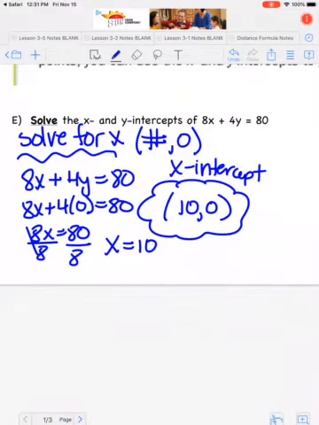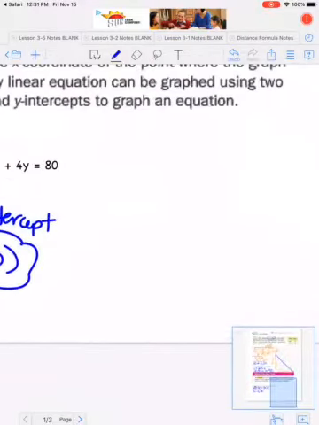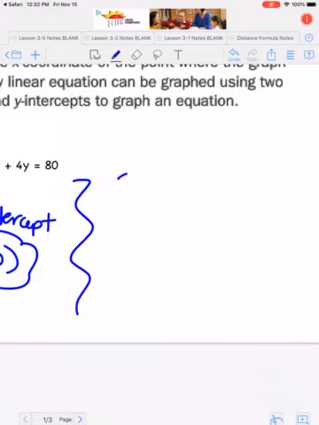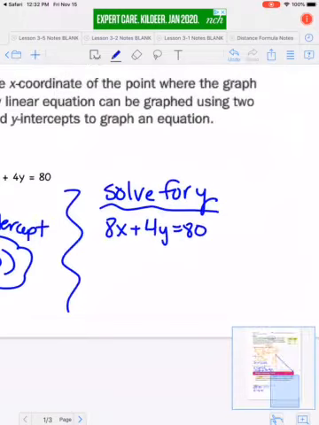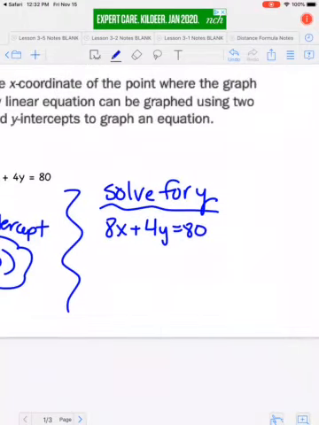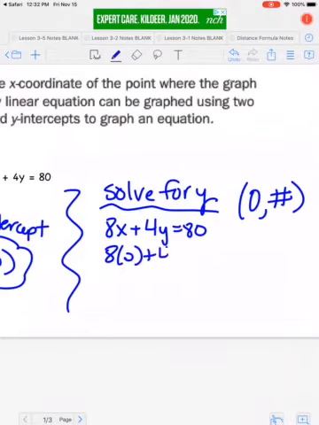Okay, then we're going to do the same process for our y-intercept. So solve for y. So we have 8x plus 4y equals 80. When you are solving for the y-intercept, that means your x is 0 and your y is a number. So we're going to substitute 0 in for x. So we'd have 8 times 0 plus 4y is equal to 80.